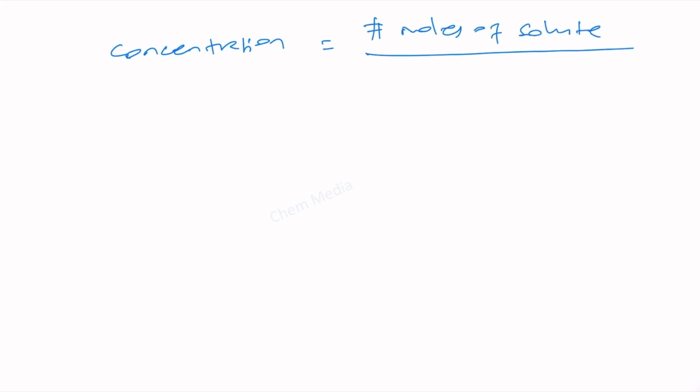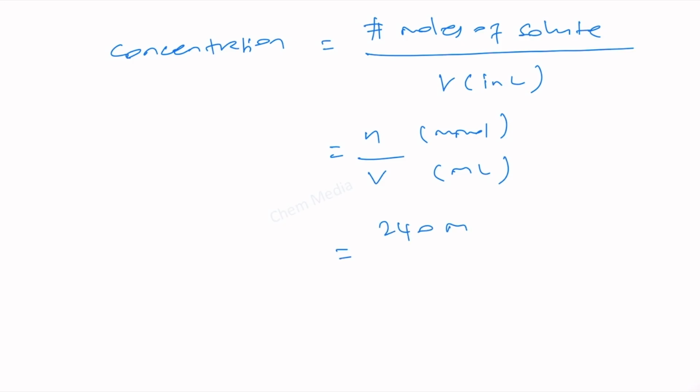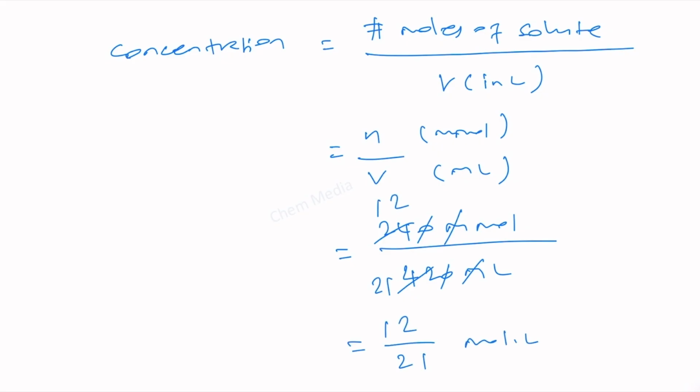Now we know that molar concentration is equal to number of moles of solute divided by volume in liter. Here the total number of moles we have in millimoles and the volume we have in milliliter, and the n value we have is 240 millimoles. Total volume is 400 plus 20, therefore 420 milliliter. Milli will cancel, 10 and 10 will cancel, and this will be 12 divided by 21 mole per liter.